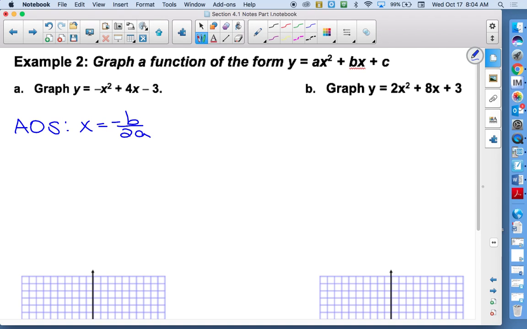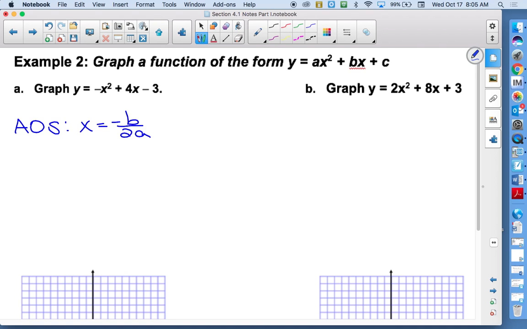And that's negative b divided by 2a. So that's step 1. You've got to find that part first, because the vertex is based off of the axis of symmetry. Can anybody tell me what numbers would represent the b and the a? What numbers would we plug in?